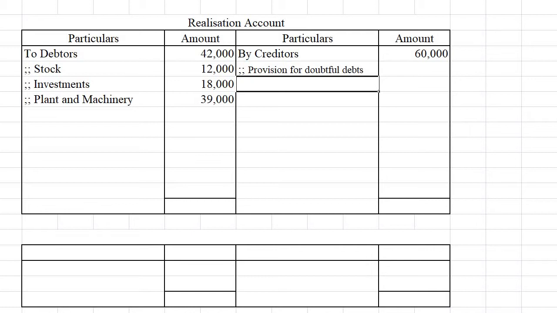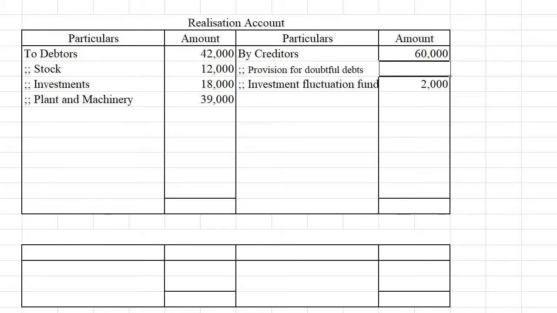Here, since we have investment fluctuation fund and investment, we can transfer investment fluctuation fund to the realization account credit side. Investment fluctuation fund we have 2,000 and the provision for doubtful debts we have 6,000. Okay. Now all the assets and liabilities are transferred. Now comes the realization part.